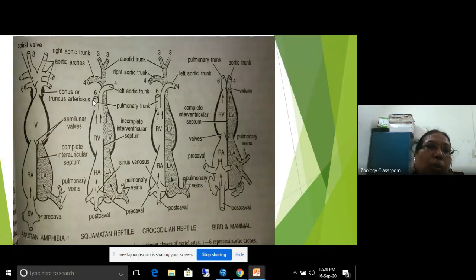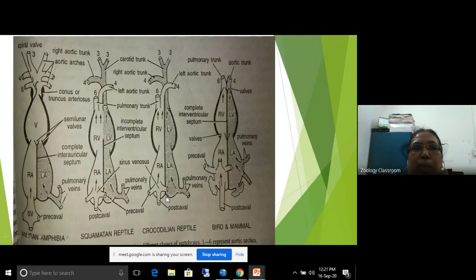So there is something new. In this frog, a pulmonary aorta is not found, but in the lizard there is a formation of the pulmonary trunk, and this pulmonary trunk carries impure blood towards the lung for purification. And the left aortic trunk also collects some pure blood and some impure blood. This mixed blood is supplied towards the body. But in the crocodile, a reptile, there is a complete separation between them.